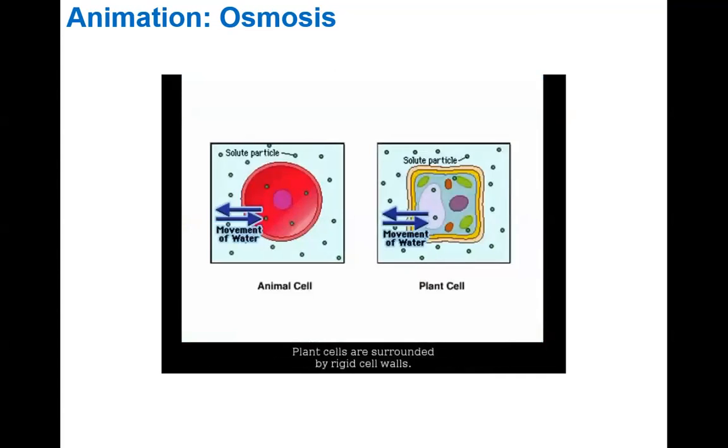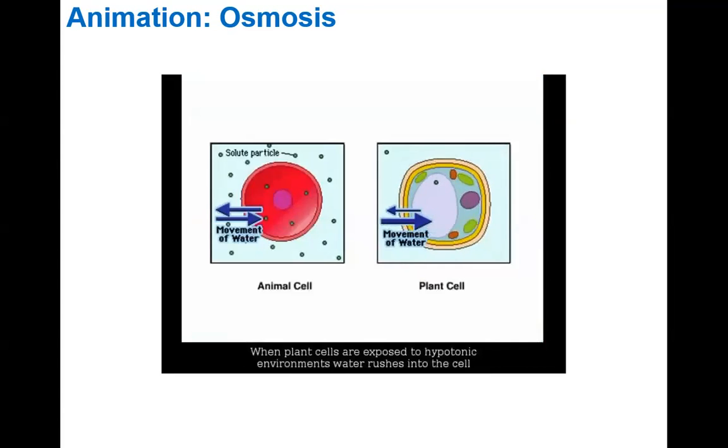Plant cells are surrounded by rigid cell walls. When plant cells are exposed to hypotonic environments, water rushes into the cell, and the cell swells, but is kept from breaking by the rigid wall layer. The pressure of the cell pushing against the wall makes the cell turgid and is the desired state for most plant tissues. For instance, placing a wilted celery stalk or lettuce leaf in a hypotonic environment of pure water will often revive the leaf by inducing turgor in the plant cells.